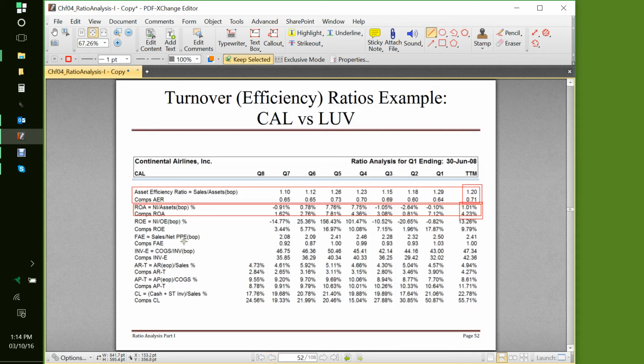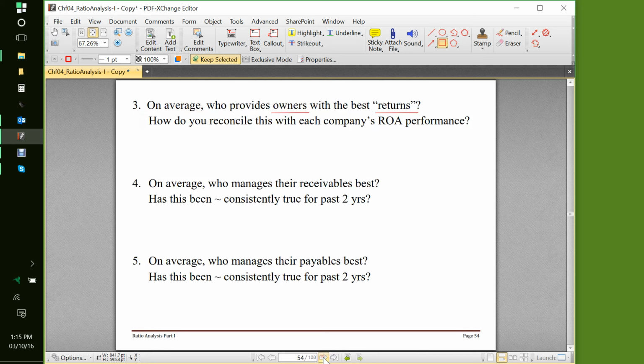So let's go back and see if we can pick out the right ratio for this case. We want returns for owners. How about net income, which would be returns for who are the owners? The shareholders. So I think return on equity is going to be what we want here. And again, we're looking at on average during the past year, so we look at TTM, and clearly on a TTM basis we have Continental winning. So let's go ahead and put that in.